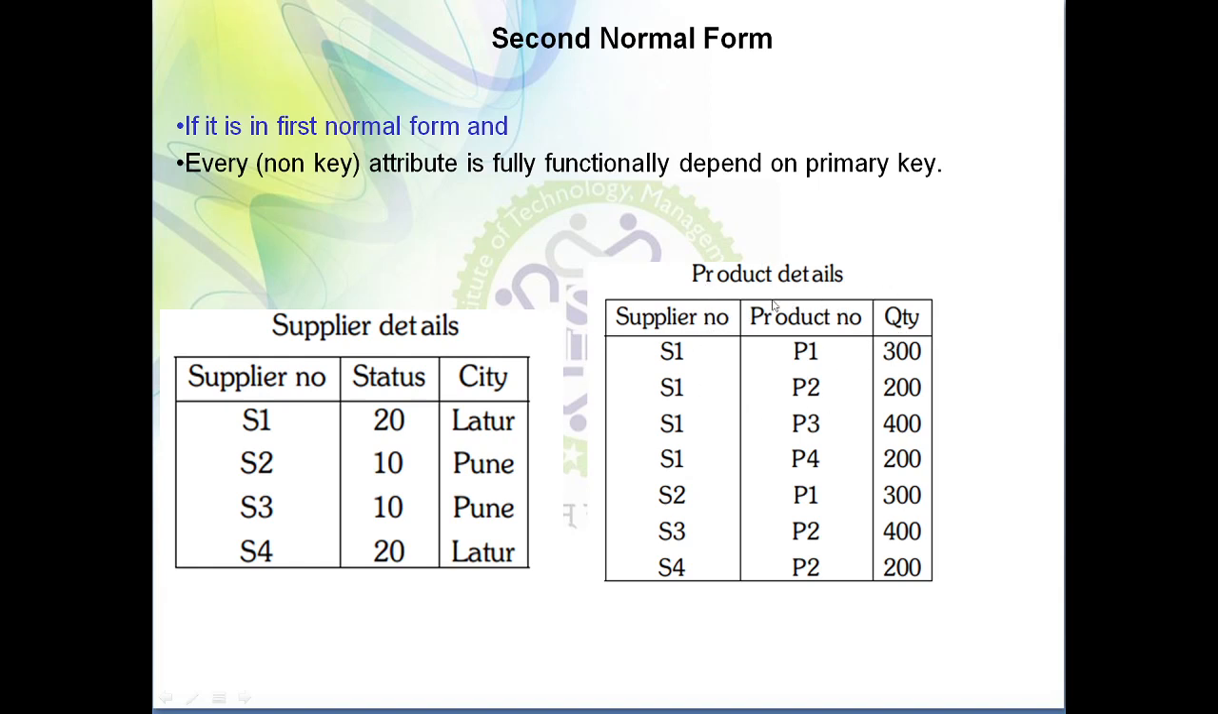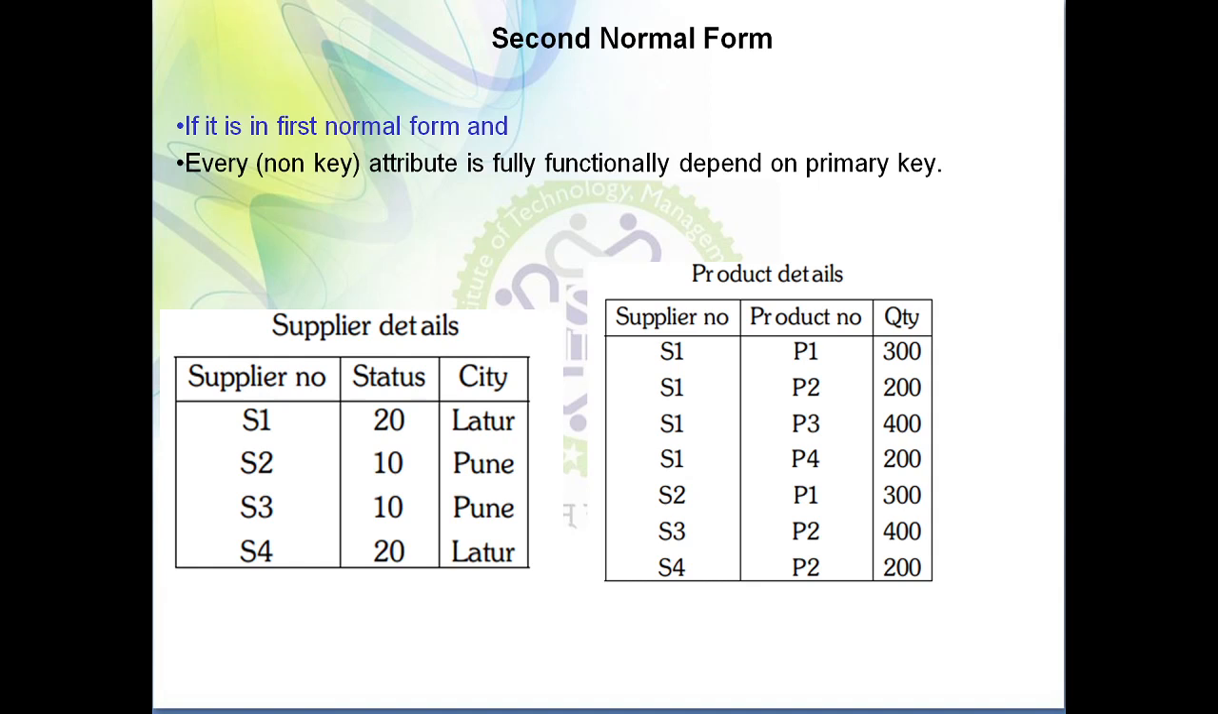That means in the product details table there exists total dependency. Total dependency means all primary key attributes can be used to find the value of the non-key attribute. So in the product details table there exists total dependency. That's why these two tables are in the second normal form. So I hope you understand the concept of second normal form.